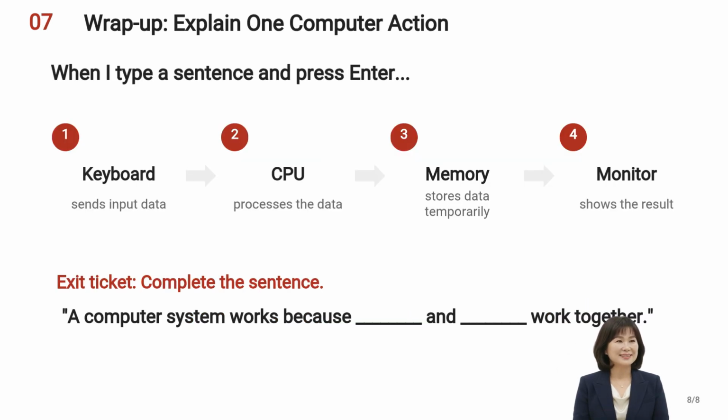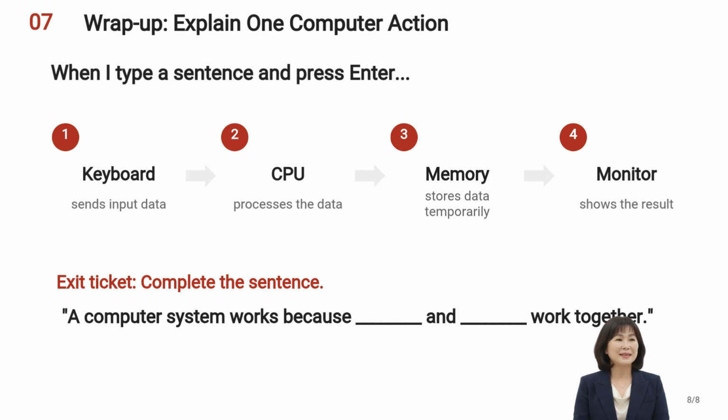Let us finish by explaining one computer action. Imagine that I type a sentence and press enter. First, the keyboard sends input data into the computer. Second, the CPU processes the data. Third, memory stores data temporarily while the program is running. Finally, the monitor shows the result. This is a simple input, process, storage, and output flow.